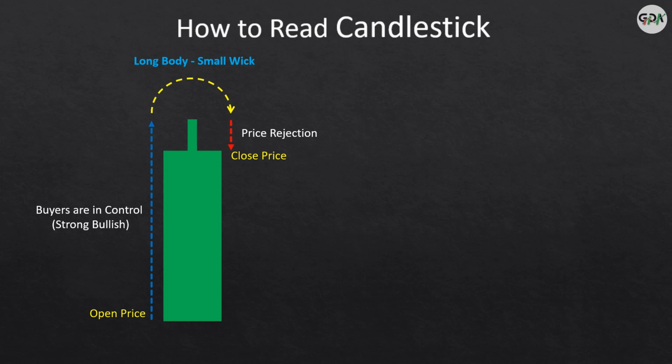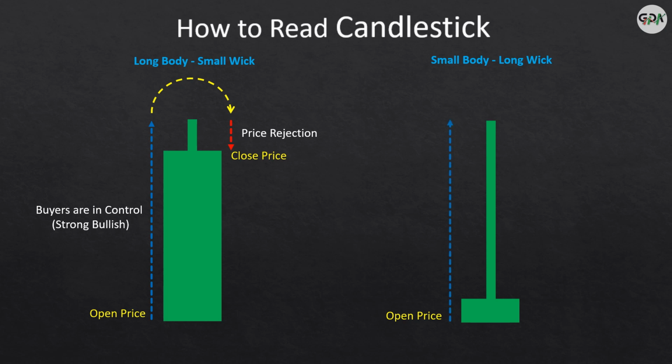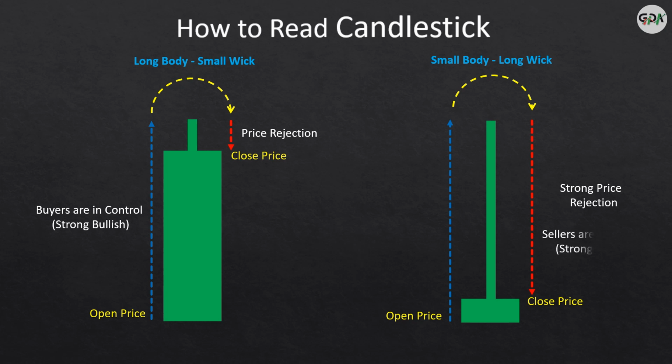In contrast to the previous candle, this candle consists of a small body and long wick. The candle began here and went a long way in the upside direction. After reaching the higher price, there was strong price rejection by the sellers, with a long wick formation. The candle closed very near the open price. A small body and long wick candle represents sellers in control, or strong bearish price action.